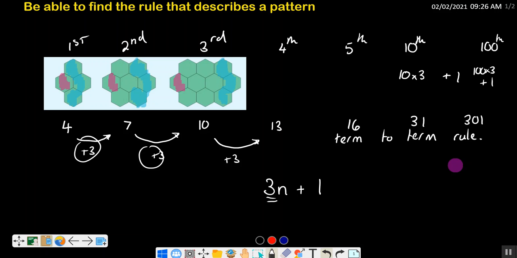What's the core of the pattern that's always there, Jackson? The single one, yeah? So instead of thinking of it as a four and then adding three onto the four, what we actually thought about was, well, there's a one and a block of three, and that matches the fact that we're adding three on every time, okay?